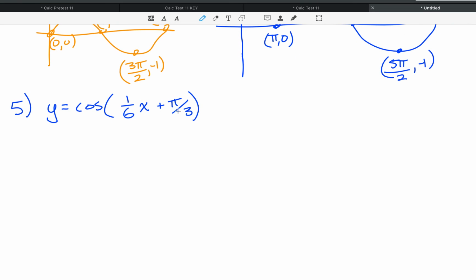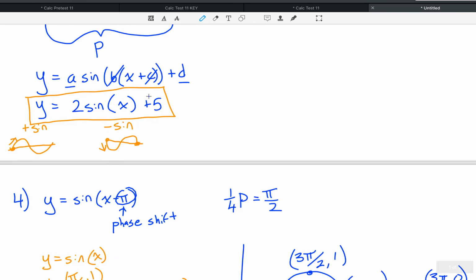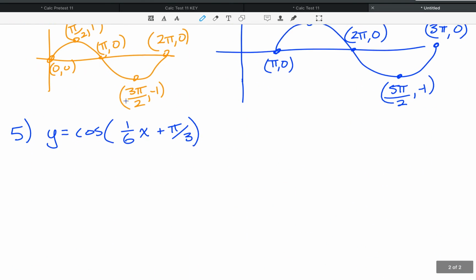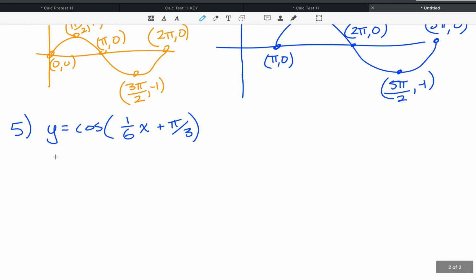By what, though? Whenever you have a problem that has both something affecting the period and phase shift, you need to rewrite it in the general form. And if you remember the general form up here, it has b factored out. So this is how you will factor out that 1/6. You're going to say, our new equation is y equals cosine. You have to factor out the 1/6. It's whatever the number is in front of x that you factor out, because you want x by itself. Look, now it's by itself on the inside of this new set of parentheses.